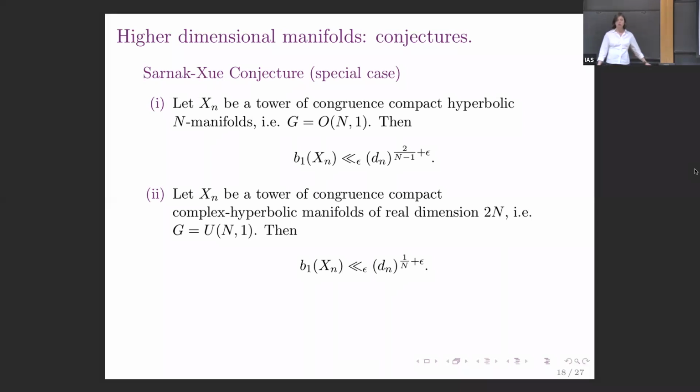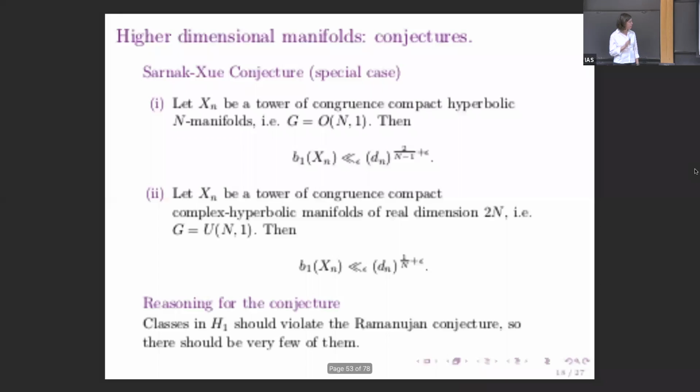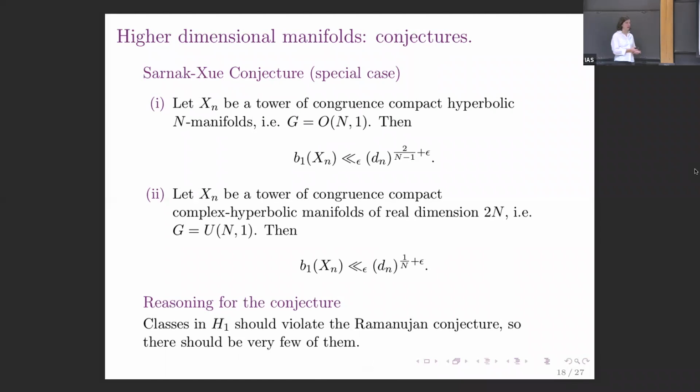Very similar conjecture in the case of complex hyperbolic manifolds. A p-power tower of congruence compact complex hyperbolic manifolds, so real dimension 2n, i.e. the group that you start with when you run the arithmetic groups machine is U(n,1), then in that case it should be 1 over n plus epsilon. Okay, for the experts in the room who have patiently listened to all my stories about the Euler characteristic, the reasoning for the conjecture here is that the classes in H1 should violate the Ramanujan conjecture. And we know the Ramanujan conjecture is false, but it shouldn't be too false. And so whatever classes violate the Ramanujan conjecture, there shouldn't be many.